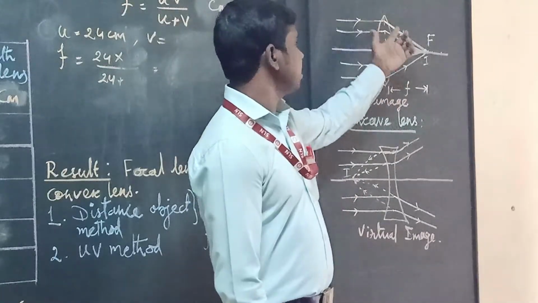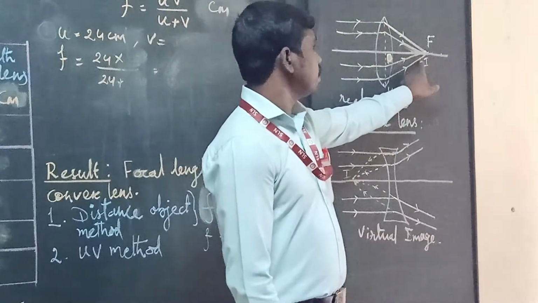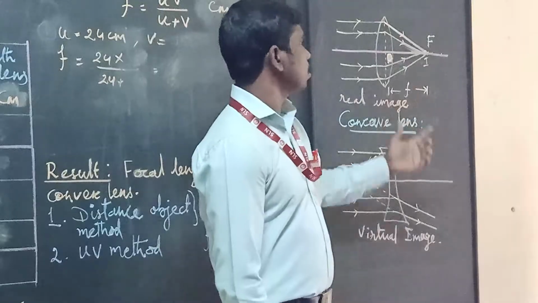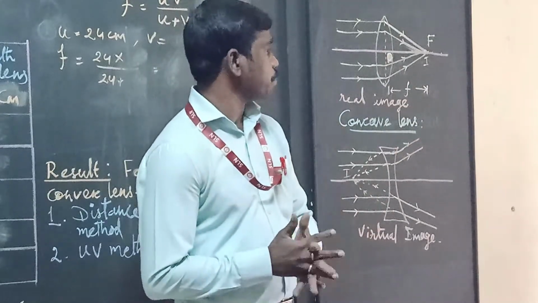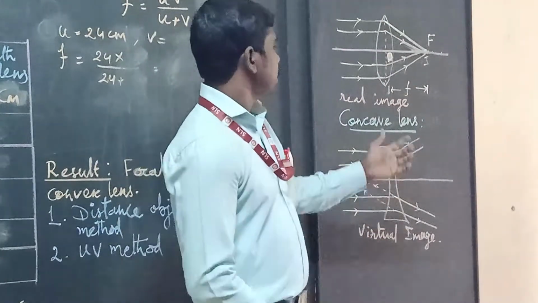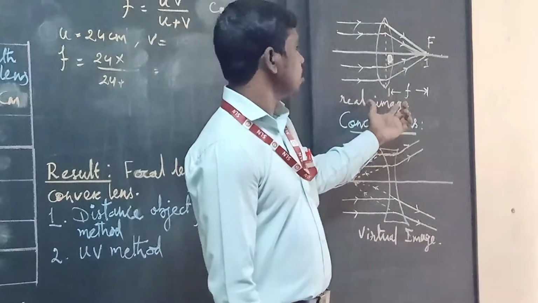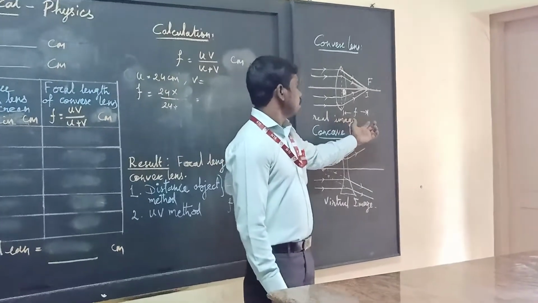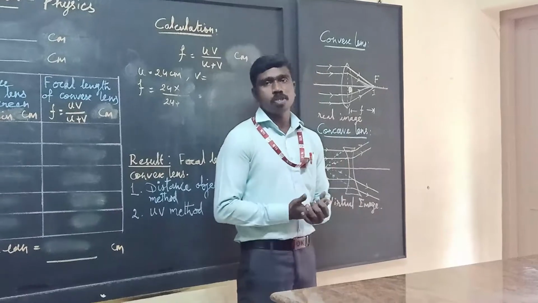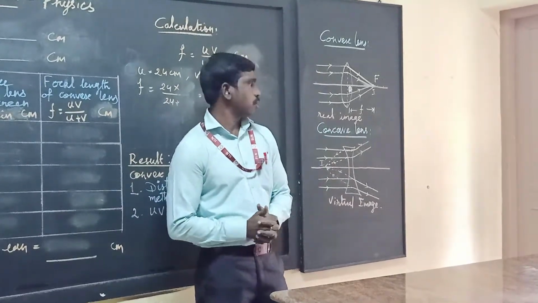By using a convex lens, all the light rays converge at one point, so convex lenses are commonly called converging lenses. At the same time, we are collecting a real image, which is an inverted image of an object.